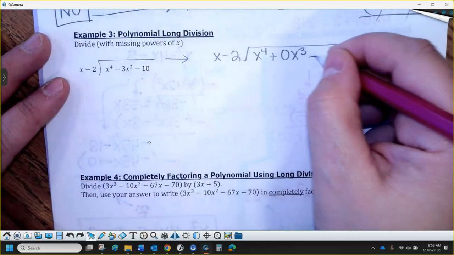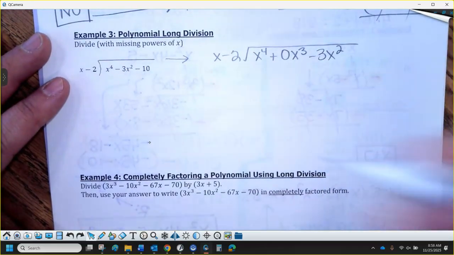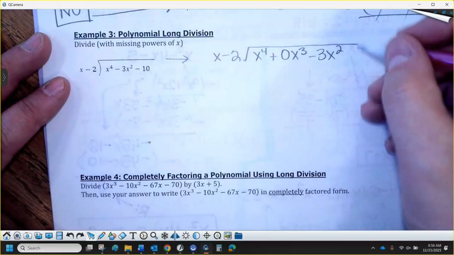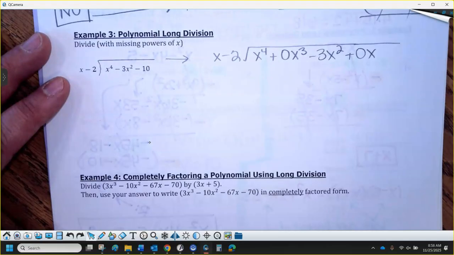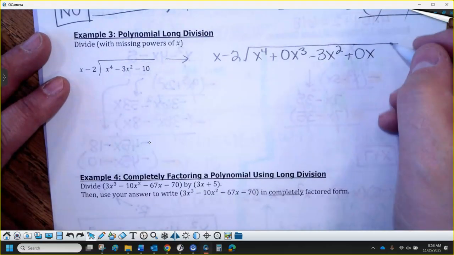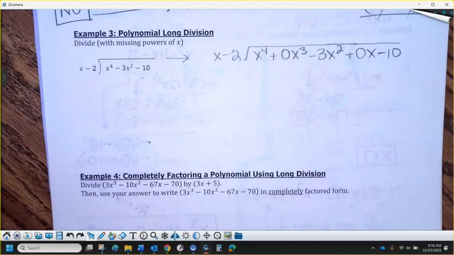And then I had the negative 3x squared, and then again, I'm missing an x. So I'm going to put plus 0x, which is really not adding anything. It's just going to help you line up the terms. And then I had negative 10. So that way, in standard form, I represent every power of x. It's literally just to help you line things up.